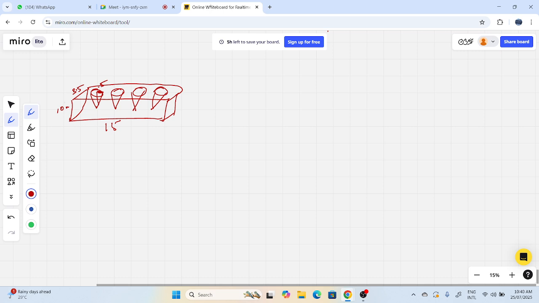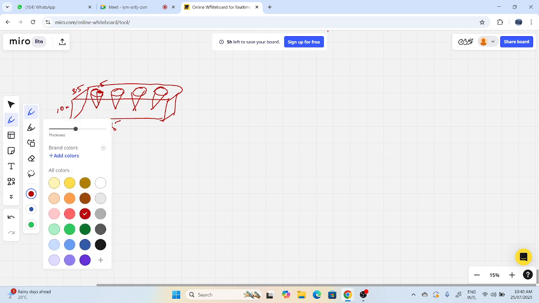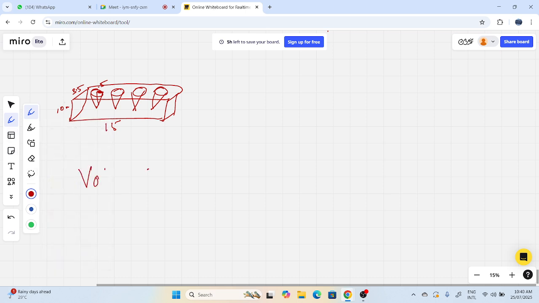So this is how the stand looks like. So what do we have to do? We have to find the volume of the cuboid definitely first, because from that if we remove these four cones, we will get the volume of the entire solid. Volume of cuboid is 625.